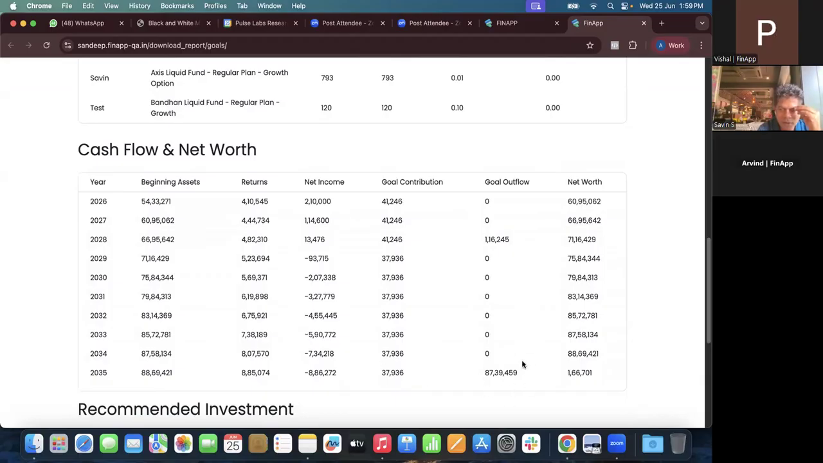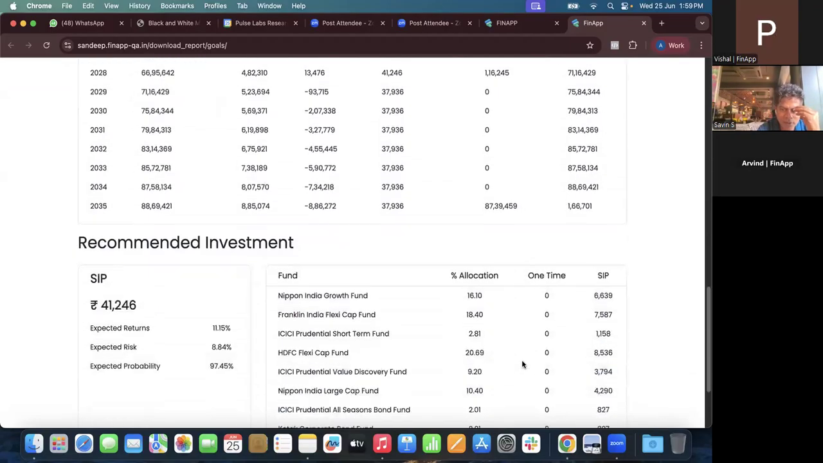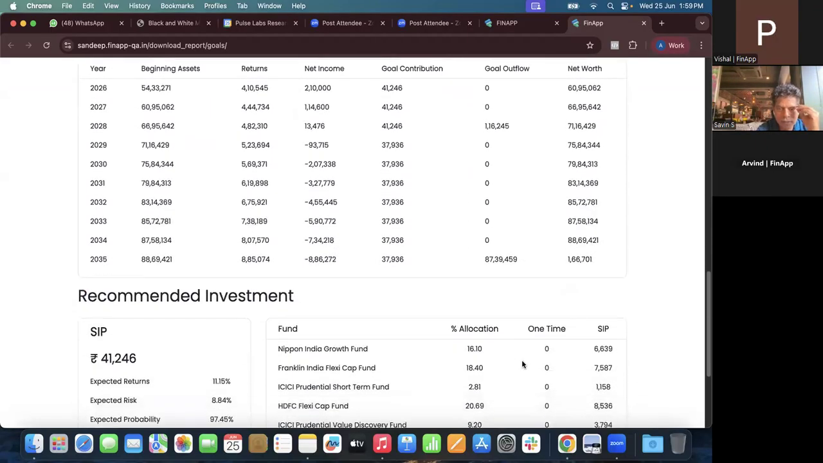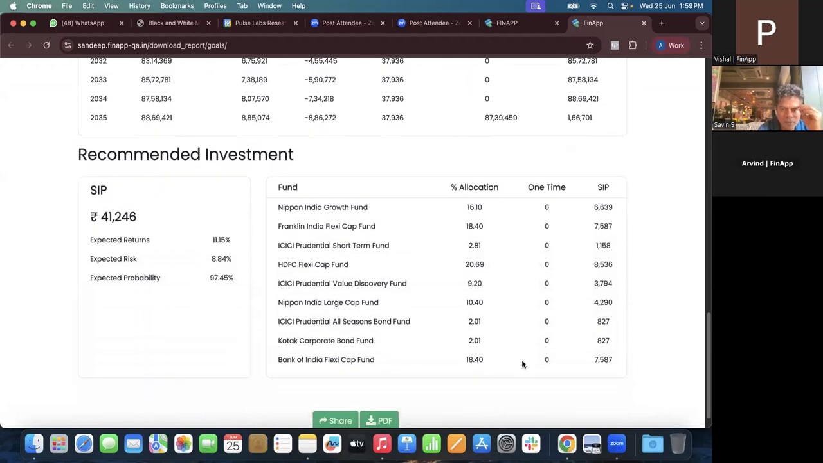I will achieve my number. Wonderful, sir. So we are just showing you how cash flow is going to happen and what could be a net worth. Second, we are also giving you the portfolio. Now, if I share it, it goes to the client.